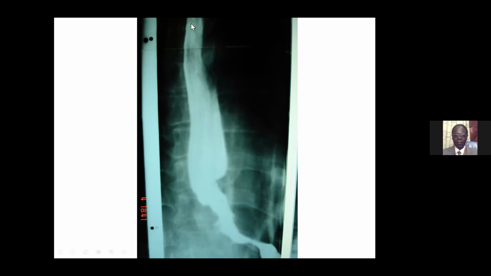Barium swallow again. There is holdup of barium at the lower 1/3. This is the gastroesophageal junction.